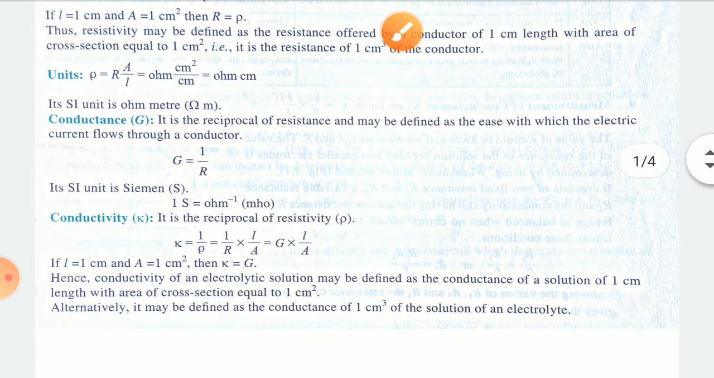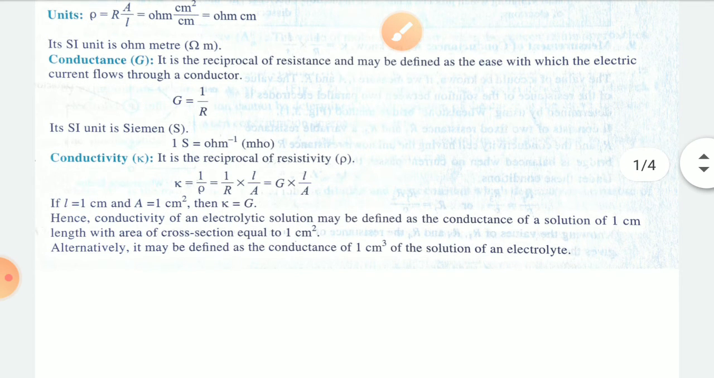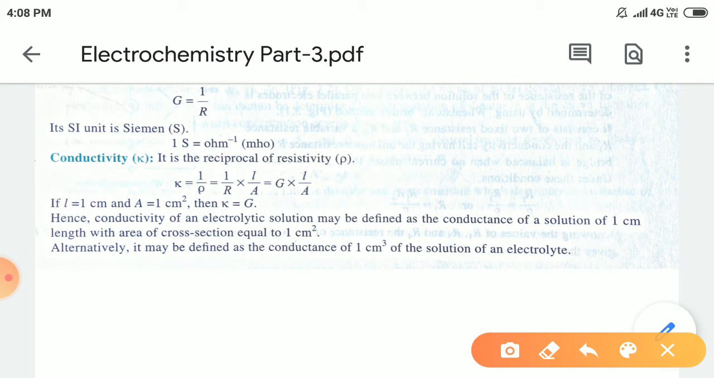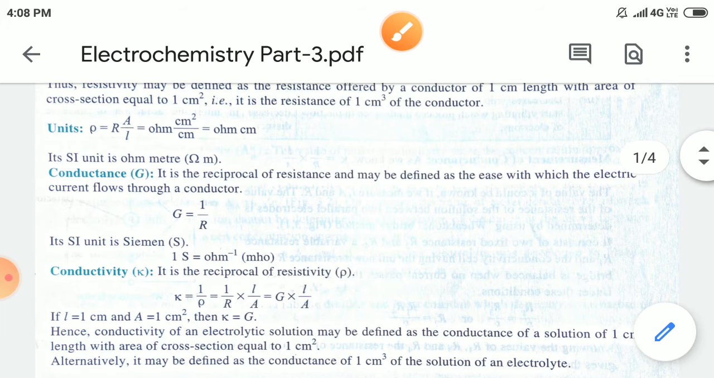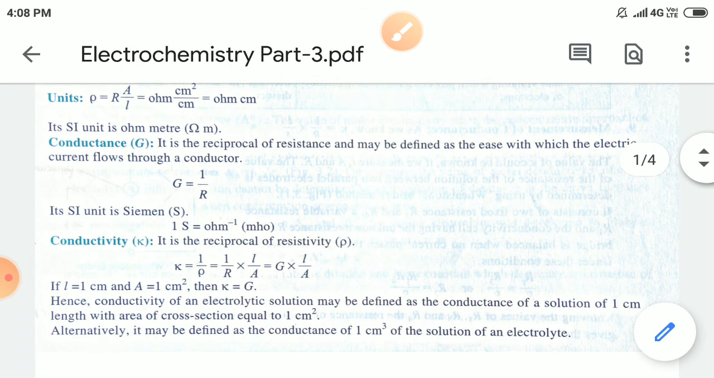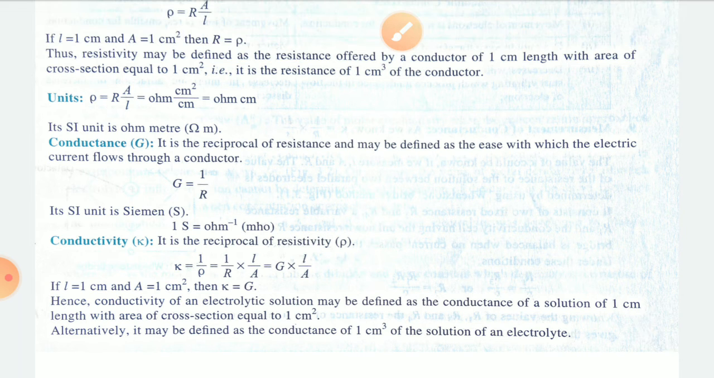Now towards conductance. It is represented by capital G. It is the reciprocal of resistance. So G is equal to 1 upon R. We may generalize this formula by keeping the value of resistance R equal to rho L by A. The unit of conductance is per ohm or mho.